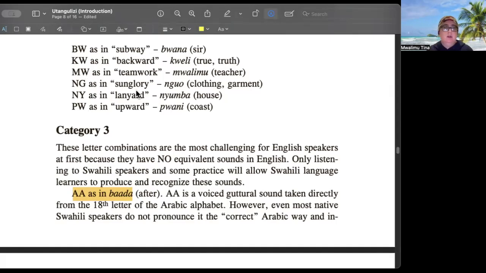NG, as in sun glory. Nguo, nguo. NY, as in lanyard. For example, nyumba, nyumba. PW, as in upward, like pwani, pwani.